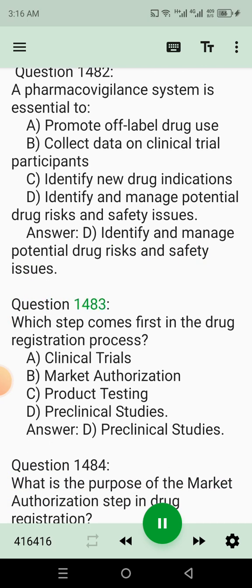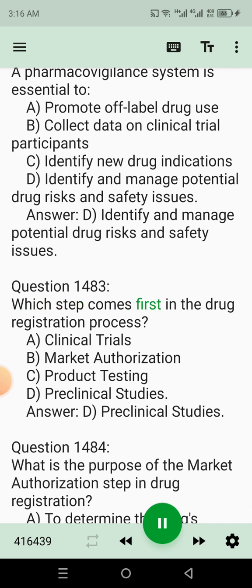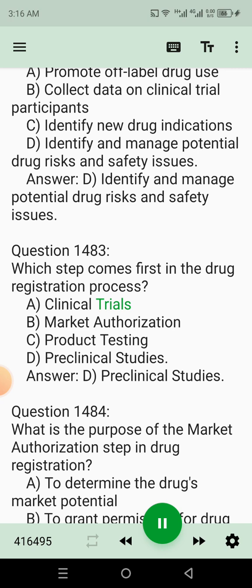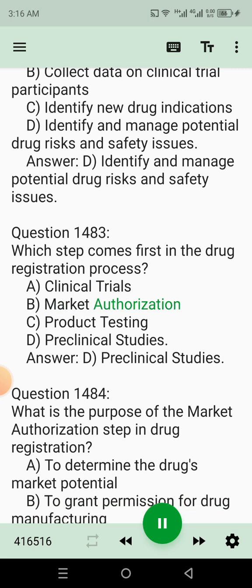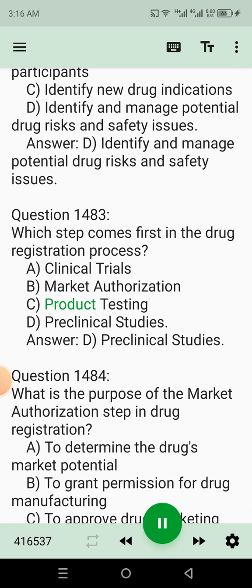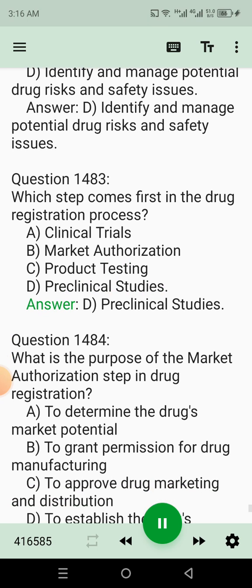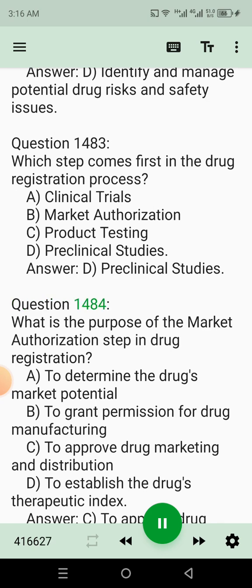Question 1483. Which step comes first in the drug registration process? A. Clinical trials. B. Market authorization. C. Product testing. D. Preclinical studies. Answer. D. Preclinical studies.